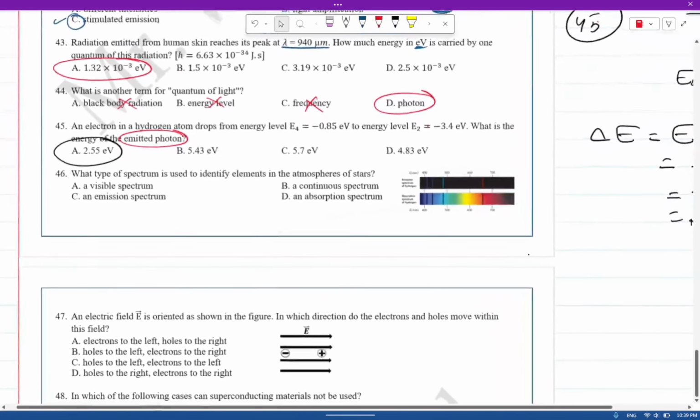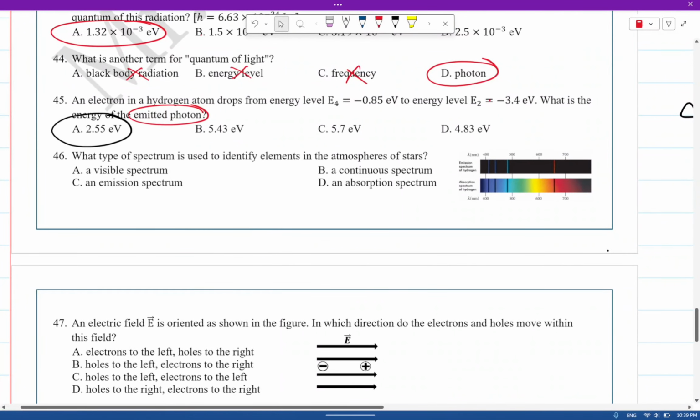All right, now look at question 46. By the way, this diagram is not given, but I've attached it so that you can see the difference. It says, what type of spectrum is used to identify the elements in the atmosphere of stars? You've learned by now that this is called an emission spectrum. You can see the background is all dark, and we only have those colors that are emitted here. But if you look at the lower one, you can see the background is colorful, and then we have some dark lines. The dark lines mean that there are certain frequencies that are absorbed.